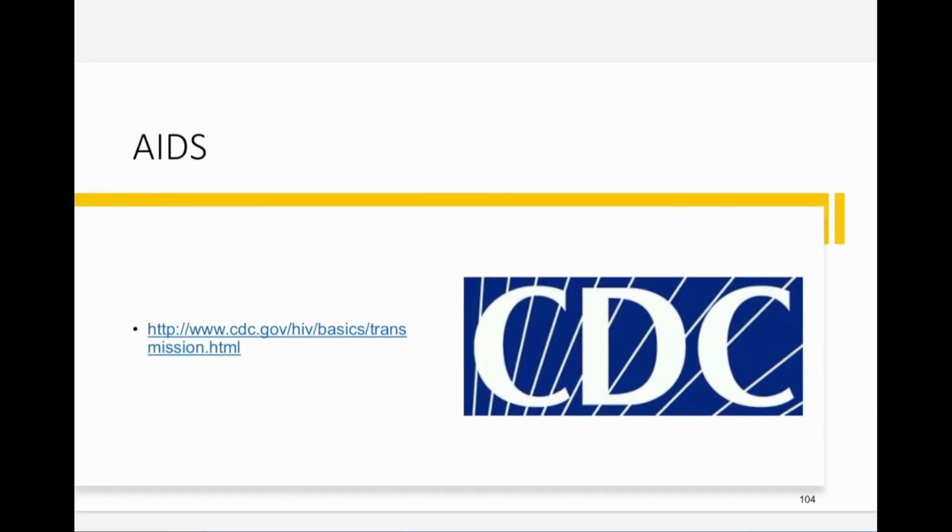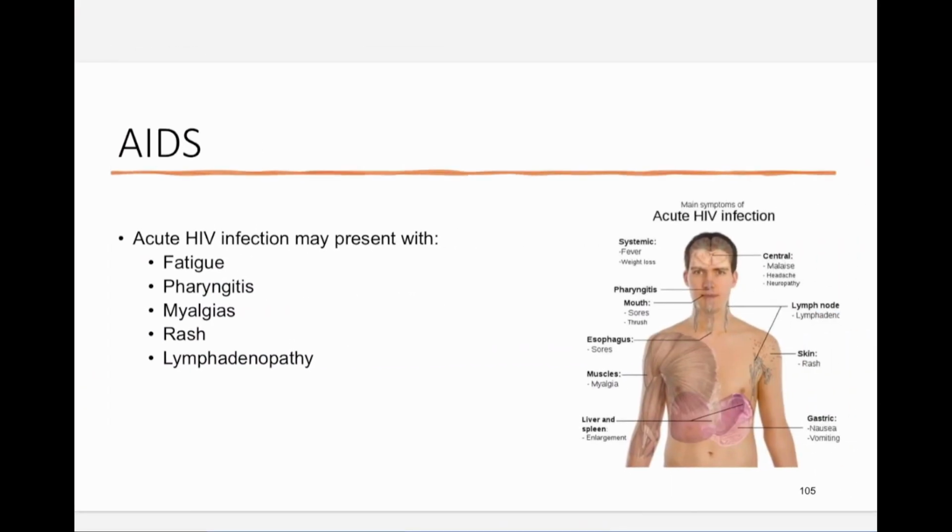If you want to learn more, you can go to the CDC. So acute HIV infection may present with fatigue, pharyngitis, myalgias, rash, lymphadenopathy. Those are all very, very basic complaints that anyone can have. They have the flu coming on. They're going to have those complaints. How do you distinguish if it's the flu or do I need to be worried about HIV/AIDS?